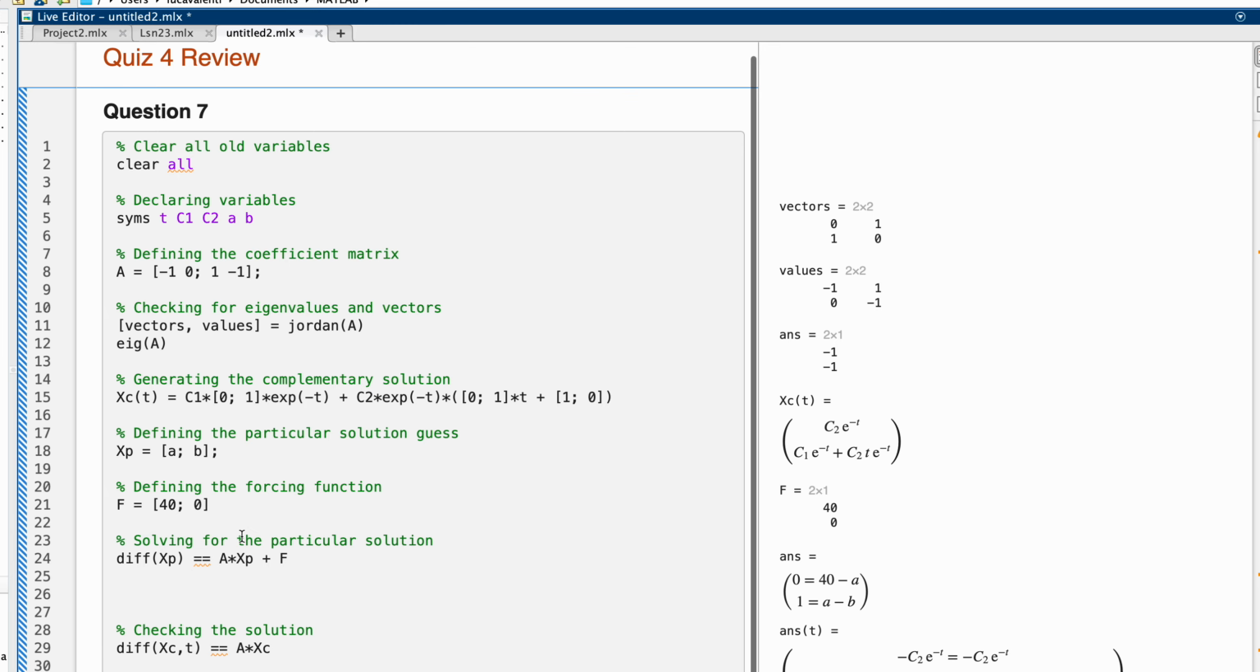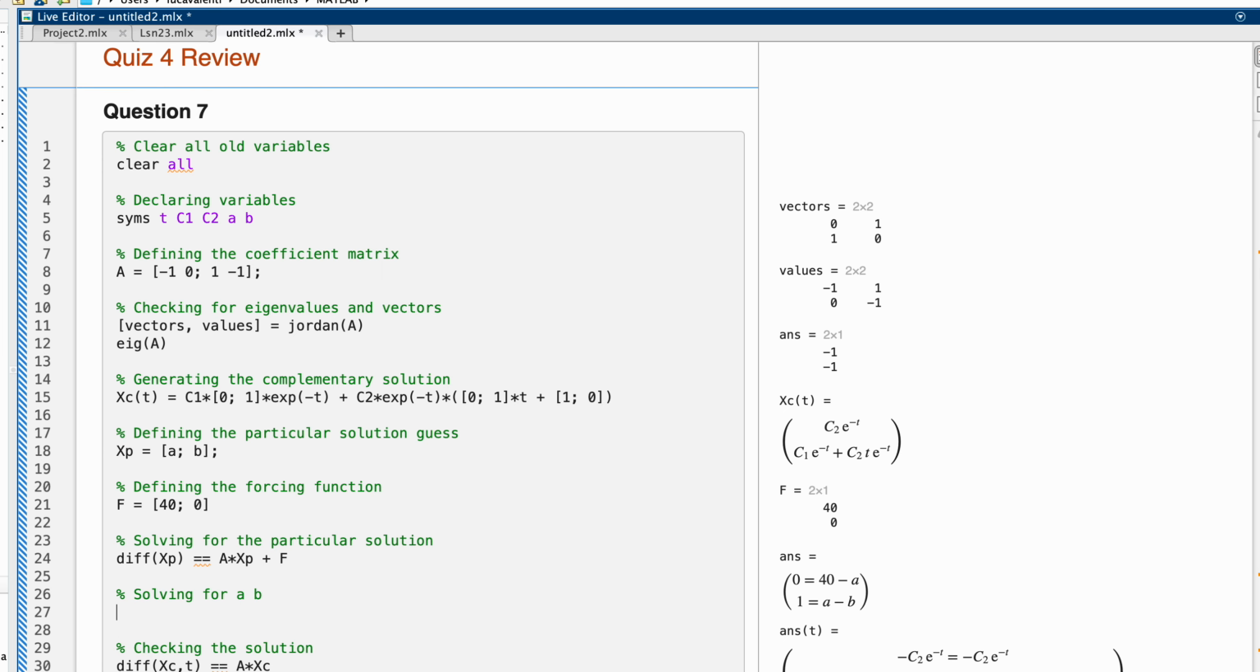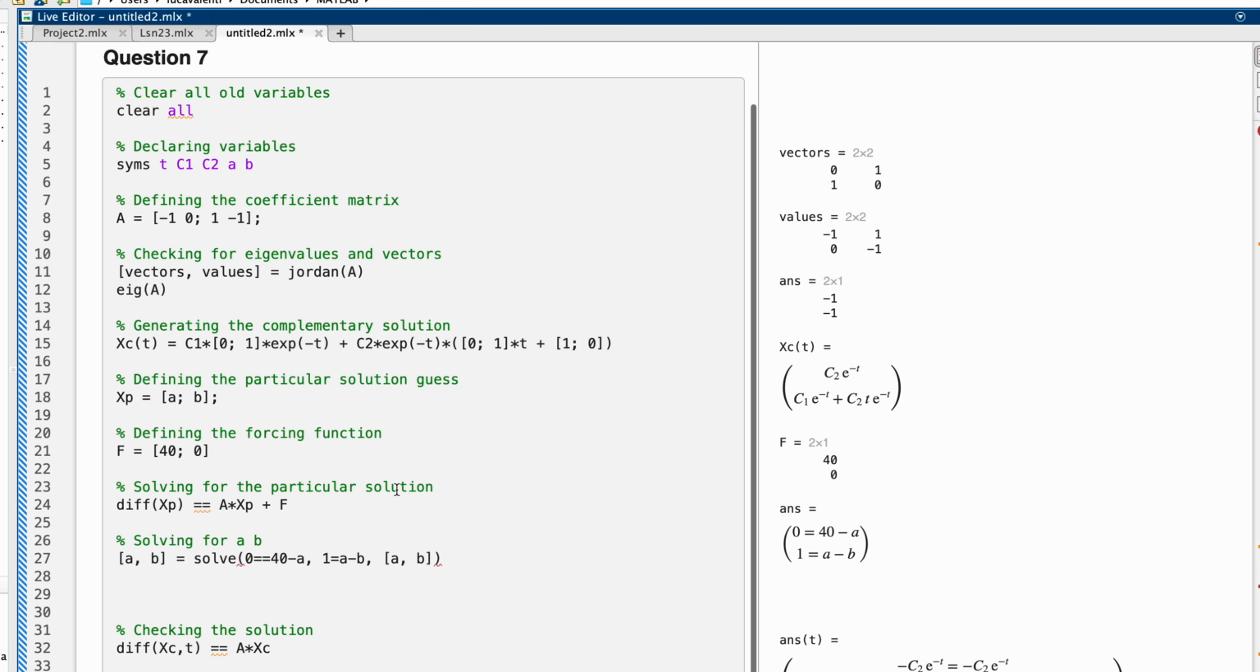However, if you wanted to have Matlab do it, we could use the solve function and say 0 equals 40 minus a, and 1 equals a minus b, and then we're going to solve for the variables a and b, and we want to rename those same variables a and b. So once we have that, we can press Control Enter, but let's finish up.